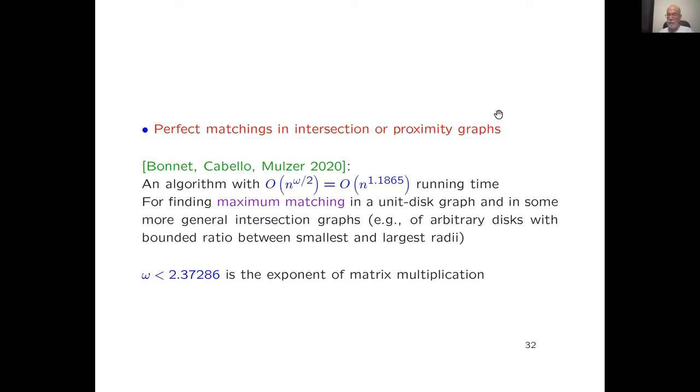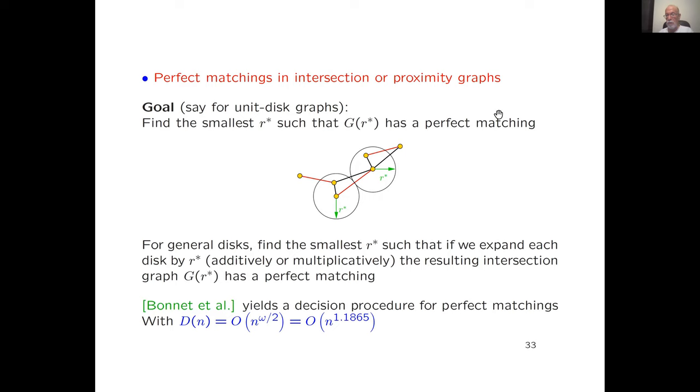This is an interesting application: perfect matching in intersection of proximity graphs. It comes from a recent paper by Bonnet, Cabello, and Mulzer that shows how to find a maximum matching in unit disk graphs and in some more general intersection graphs of disks of different radii in time n to the omega over two, where omega is the exponent of matrix multiplication. And if you use that as a decision procedure, you can solve the problem of finding perfect matchings in intersection or proximity graphs.